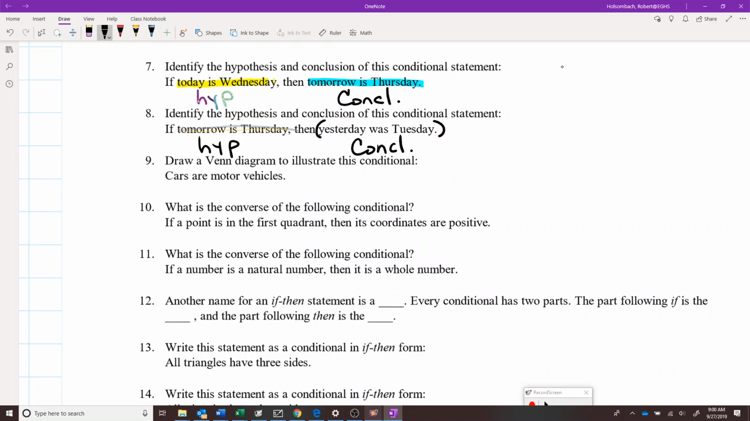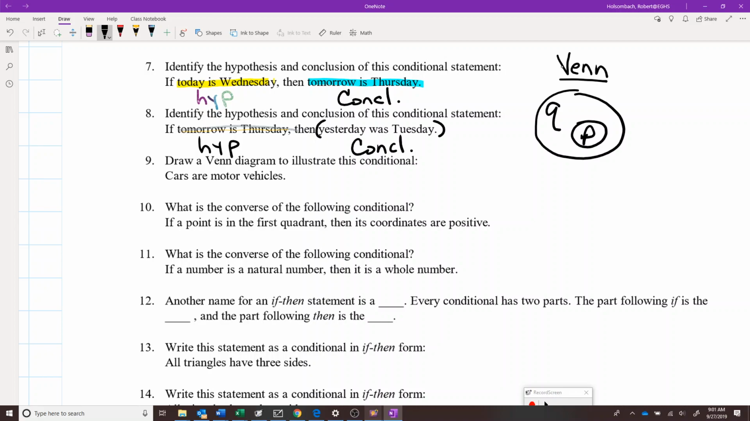All right, number 9, draw a Venn diagram to illustrate this conditional. This was in your notes yesterday or the day before. Here's a Venn diagram for a conditional statement. Big circle is the Q. Little circle is the P. Hypothesis goes in the small circle. Conclusion goes in the big circle. Alright, the P represents the hypothesis, the Q represents the conclusion. So your Venn diagram, no matter what this description is, cars are motor vehicles.